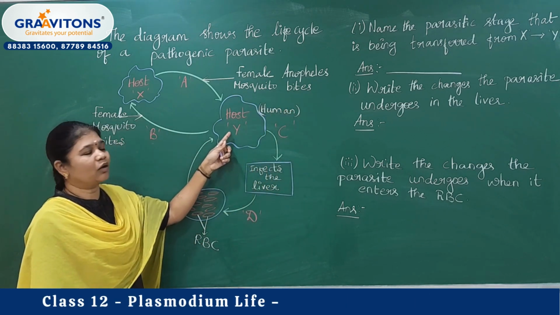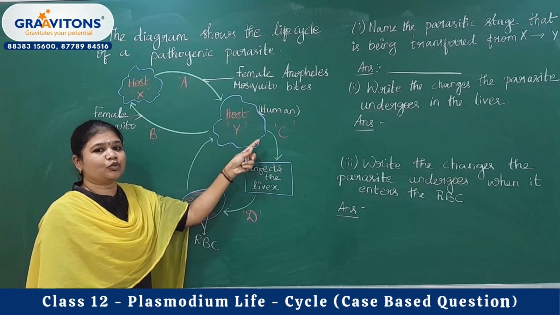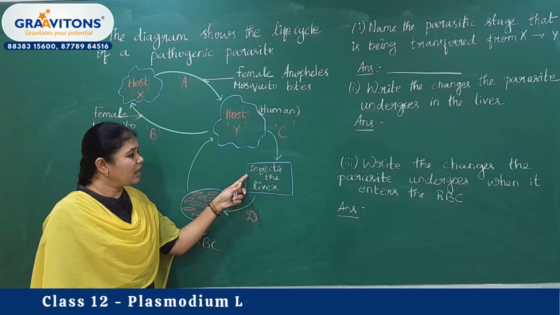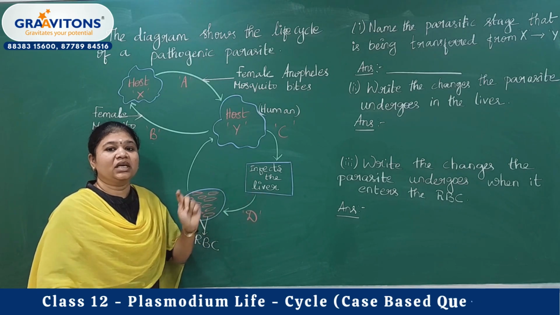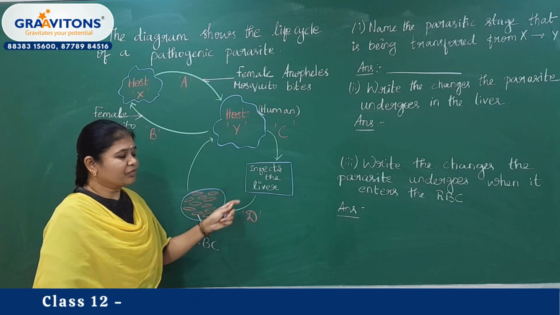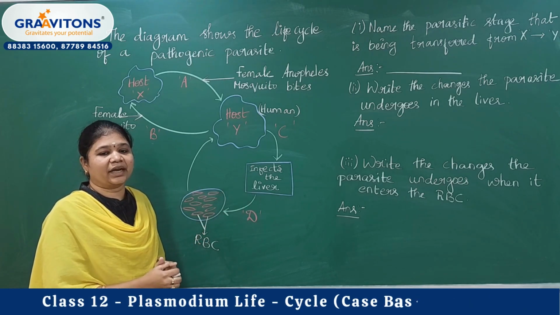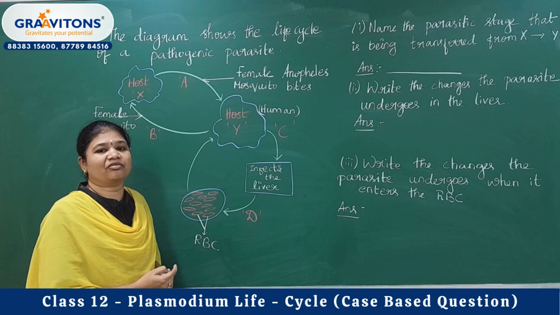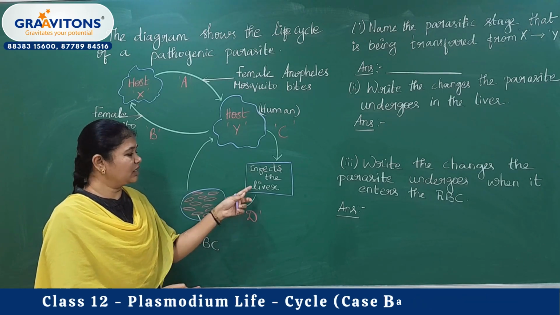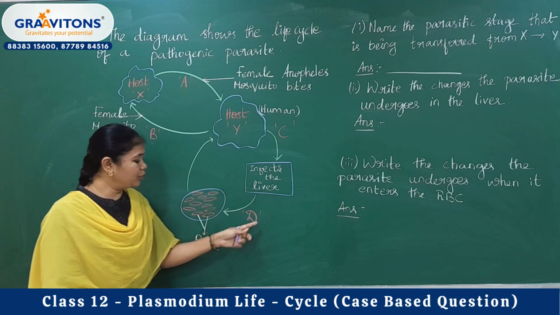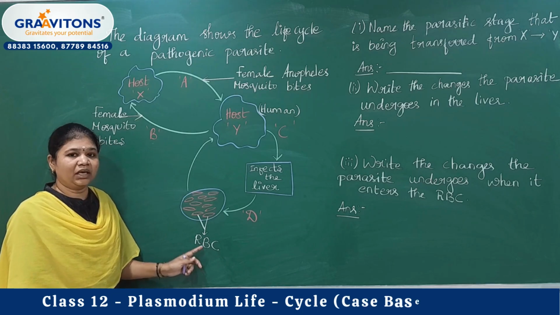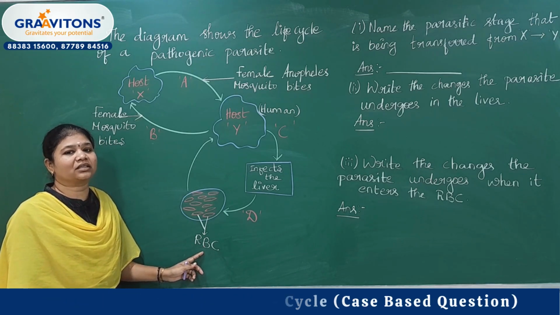Once it enters host Y, it travels through the bloodstream and enters the liver cells. So this is the first site of infection. And inside the liver cells, it undergoes asexual multiplication. Multiple fission it undergoes. So then it bursts out the liver cells and starts to continue the cycle of infection. Some of the cells will continue to infect further liver cells, and some of them will start to enter the RBCs. And inside the RBCs also there will be asexual multiplication of the parasite.